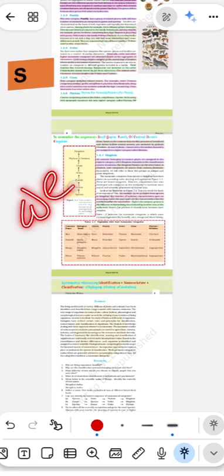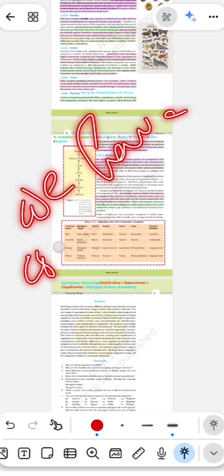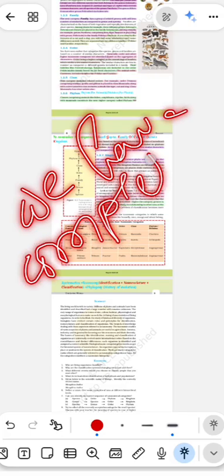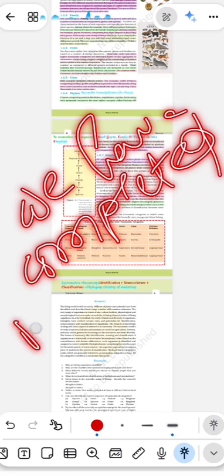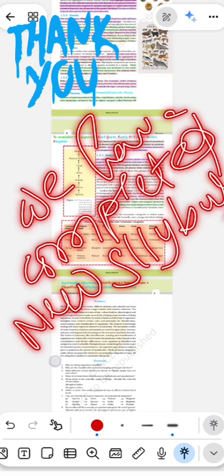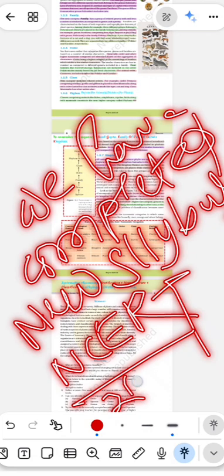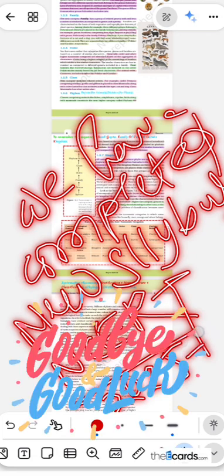So we have completed the new syllabus NCERT 2026.